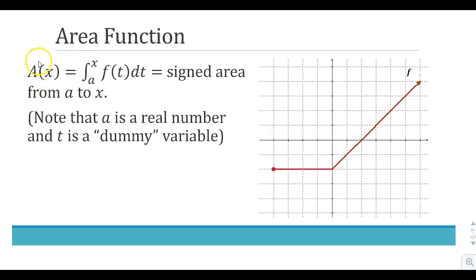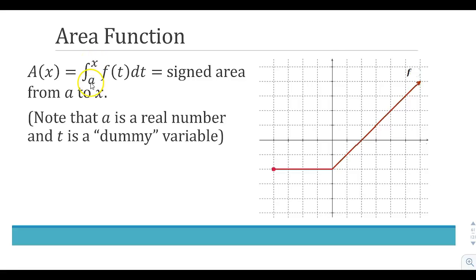So our area function A of x is equal to the integral from little a to x of f of t dt. And this represents the signed area from a to x. So I want us to note that a is a real number and t is what we call a dummy variable. So we don't want to keep the same value here, x, as is the input variable for our area function A of x, because this input value for x is going to become the upper limit of integration here.